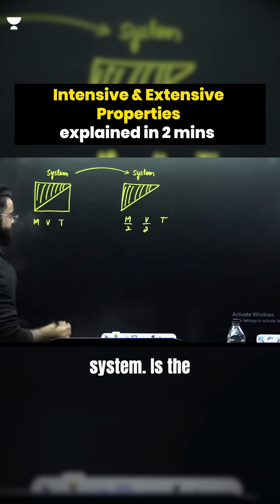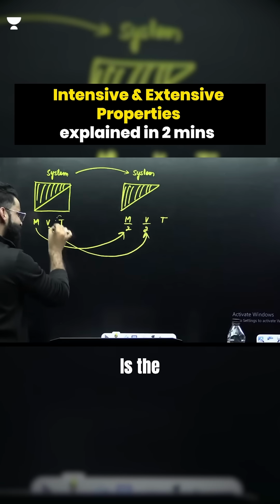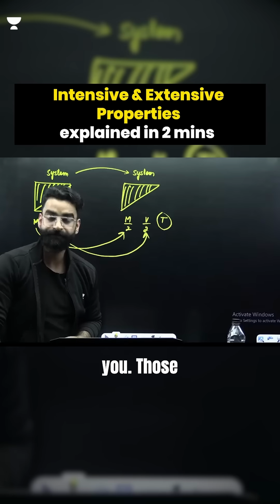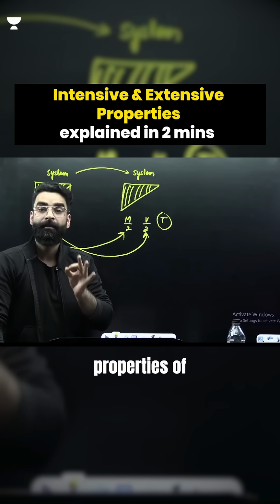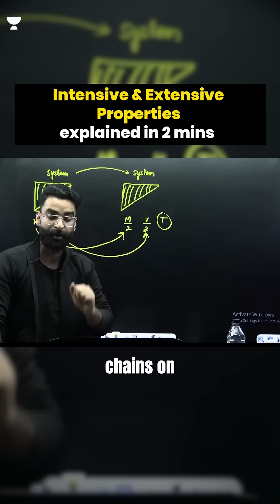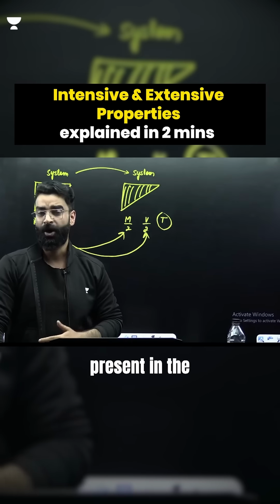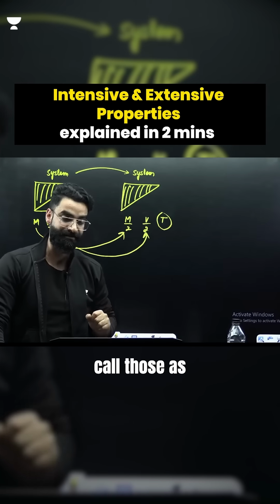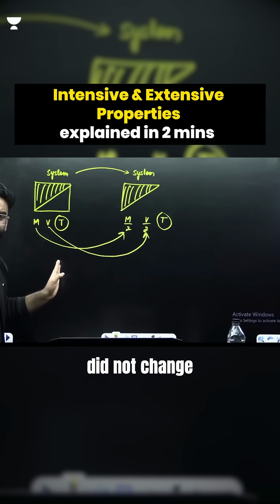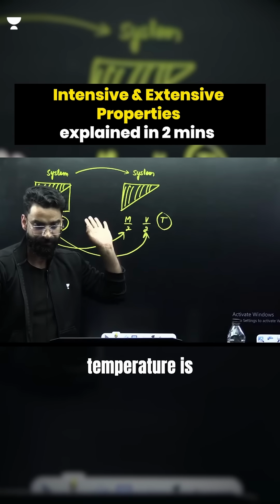On changing the size of the system, is the mass of the system changing? Yes. Is the volume of the system changing? Yes. Is the temperature of the system changing? No. Let me tell you, those properties of the system whose value changes on changing the size of the system, on changing the amount of substance present in the system, you call those as the extensive properties. So your mass and volume are extensive. Since temperature did not change on changing the size of the system, temperature is intensive, right?